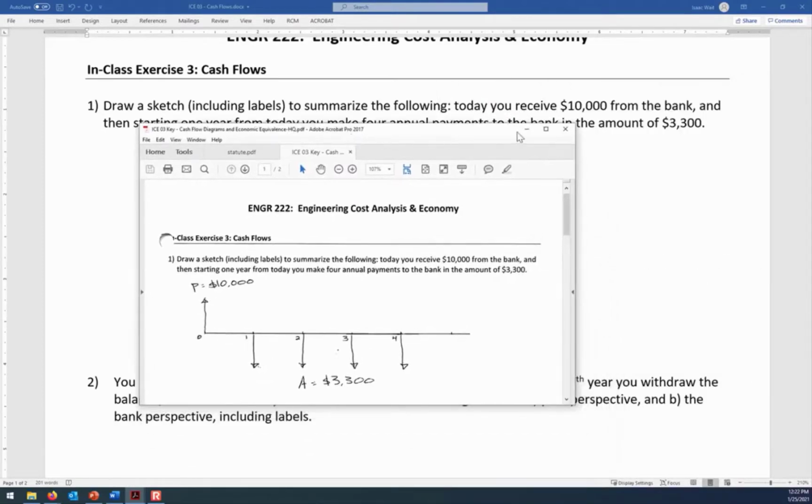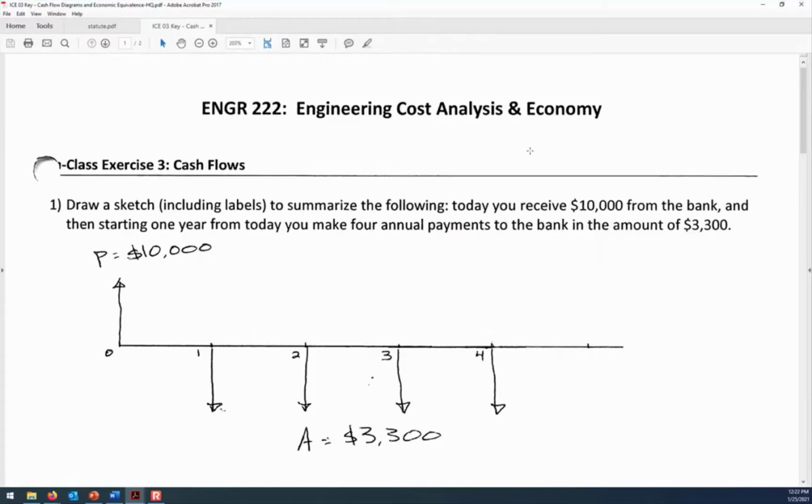Draw a sketch. You receive $10,000 from the bank, and then starting 1 year from today, you make 4 annual payments to the bank in the amount of $3,300. Is that the same as what I've written there? Yeah, $3,300. Okay, so the arrow up means that you get the $10,000 now, and then you have to make 1, 2, 3, 4 payments of $3,300.